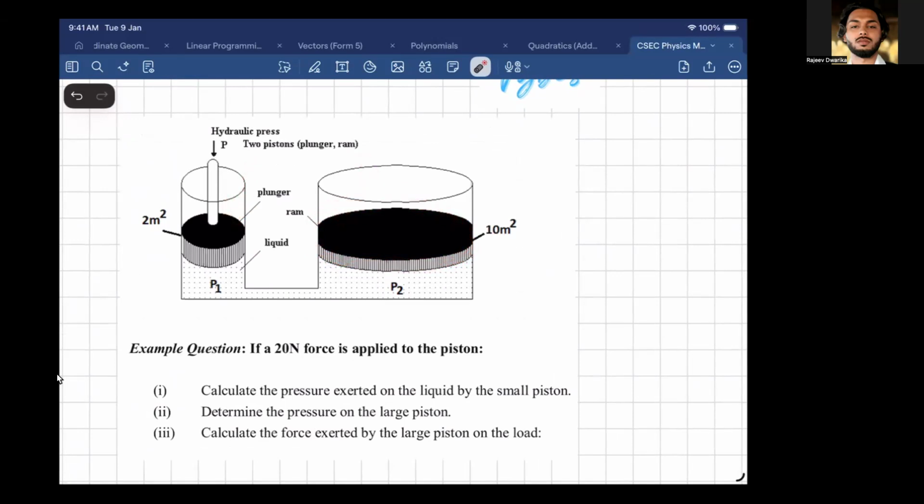Tell me, Shina. The area over here? Five. How much was the area over here? 2. How was the area over here? 10. So 5 times. Yep, 5 times. Okay.